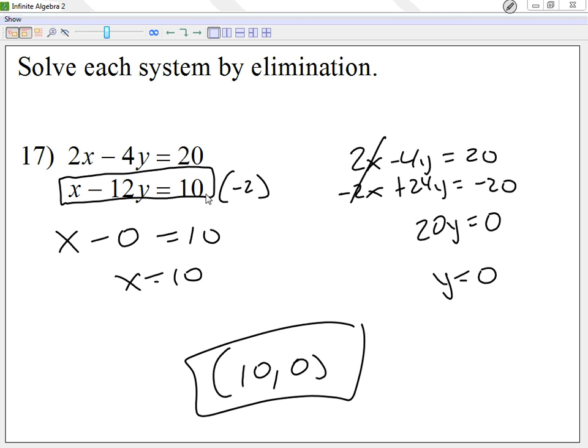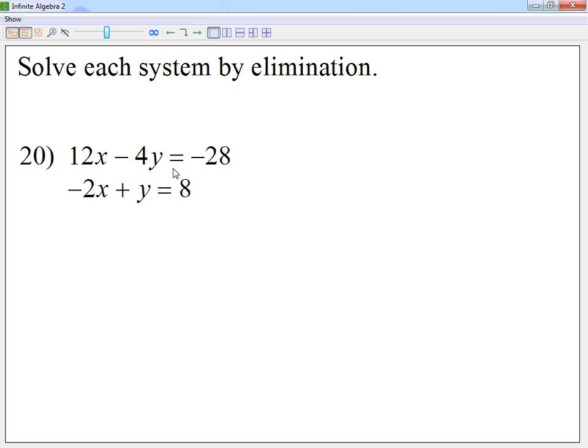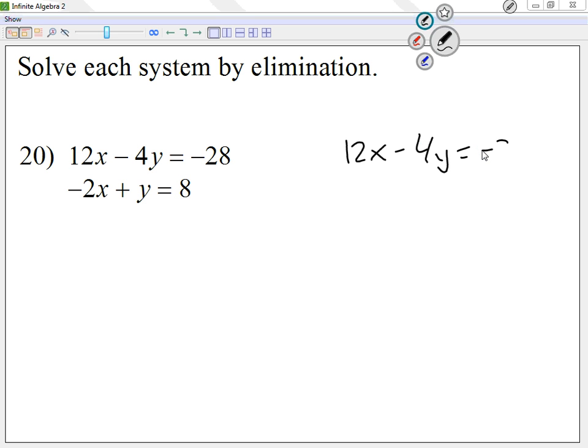All right. Any questions? Which one? Number 20? Sure. All right, looking at number 20, let me just copy the first equation as it is. 12x minus 4y equals negative 28.